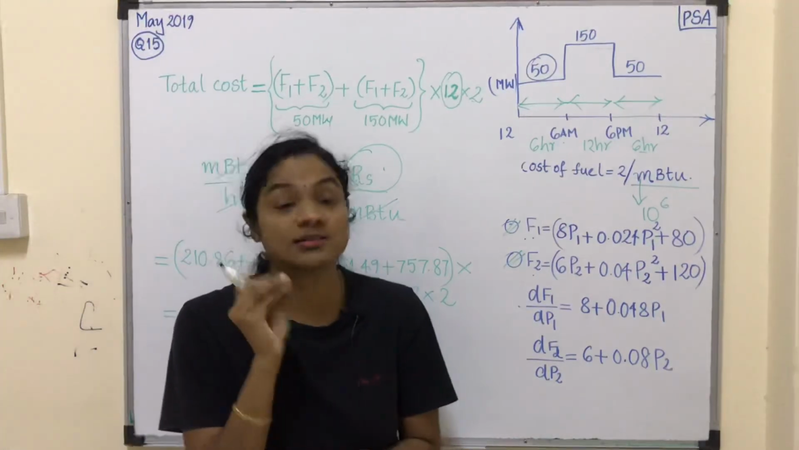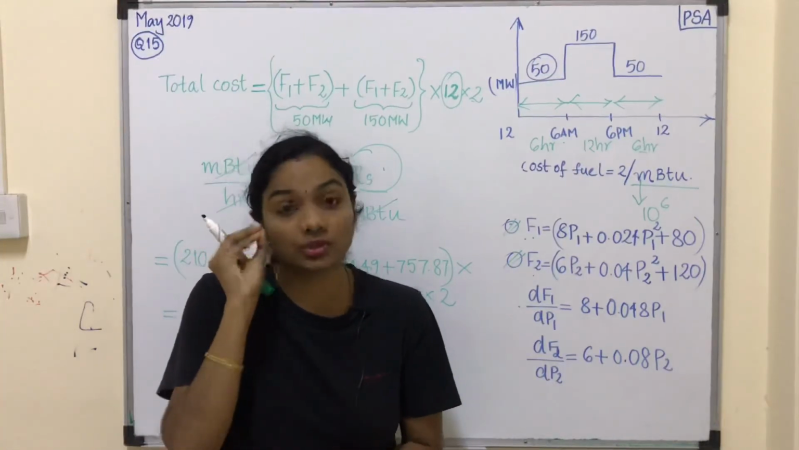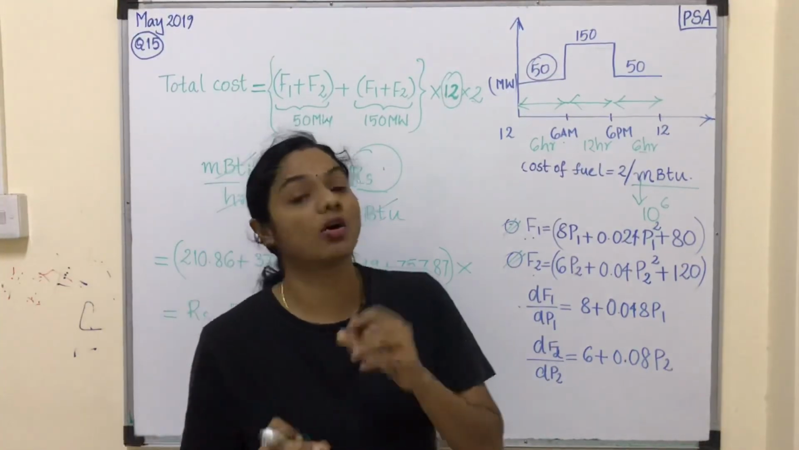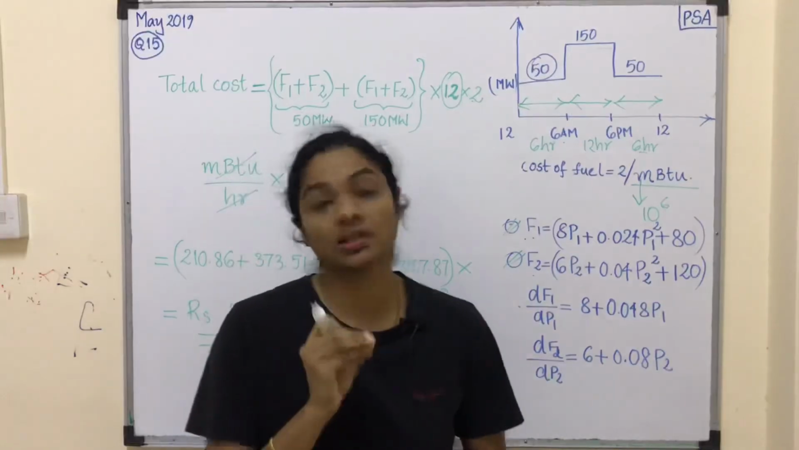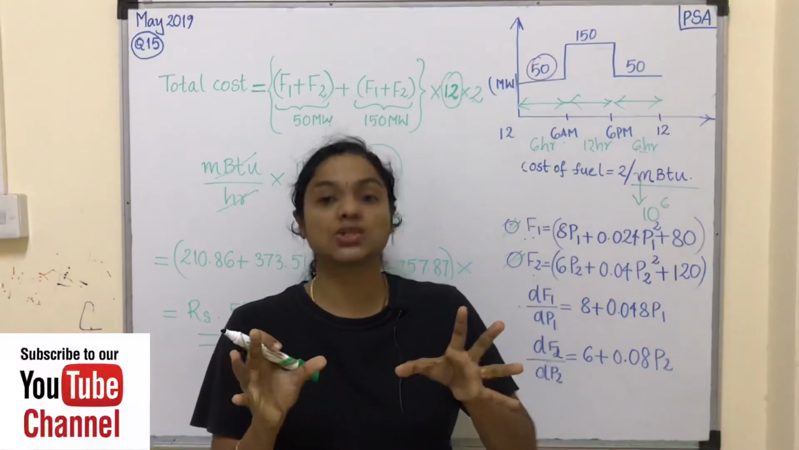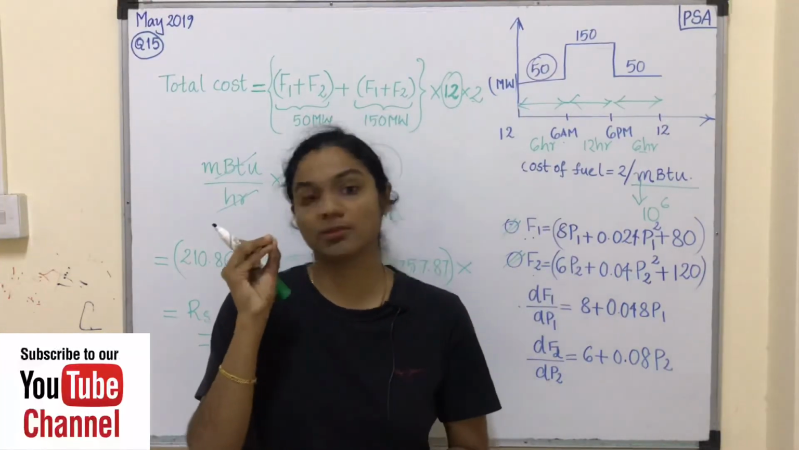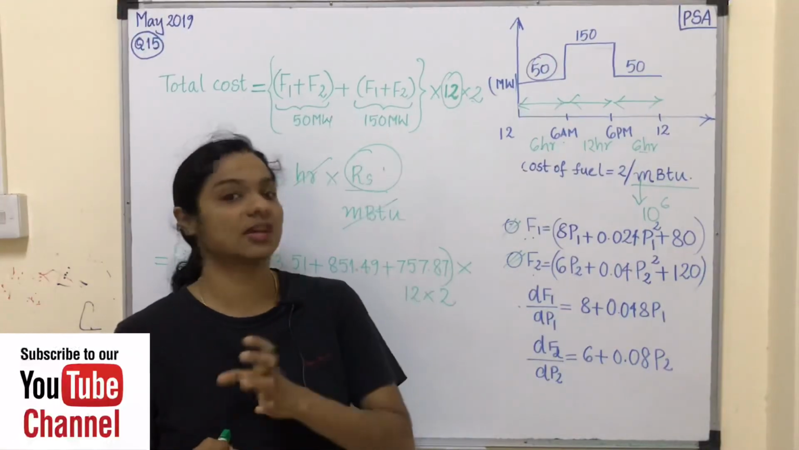This is a very simple question. This question is asked for 10 marks. And the only thing we should notice is the economic loading condition. For economic loading condition, the incremental cost of production for both the units should be equal. Okay, that is the only thing we need to remember so that we can easily score this 10 marks.